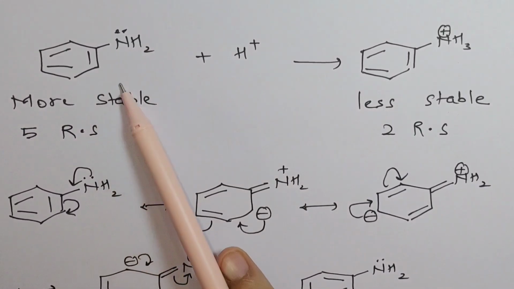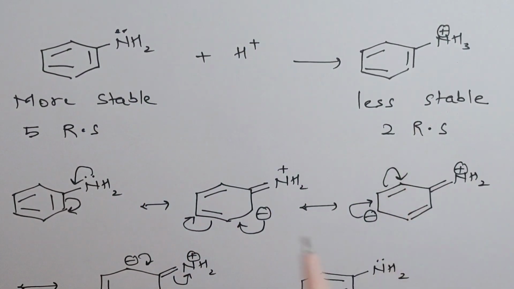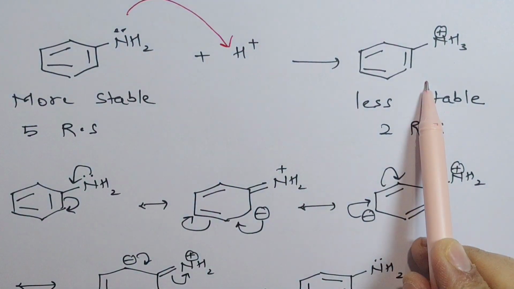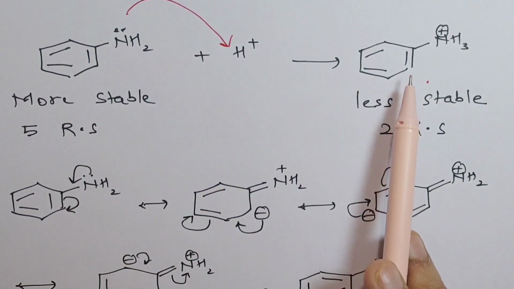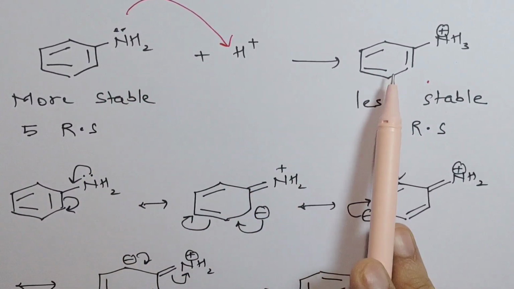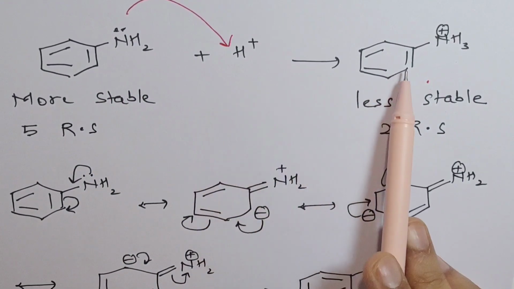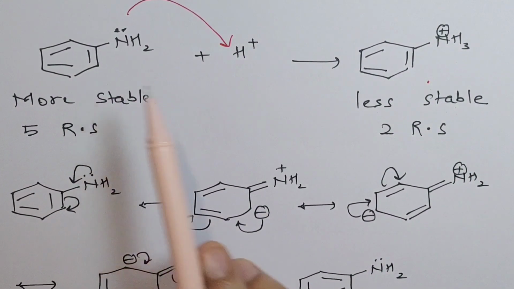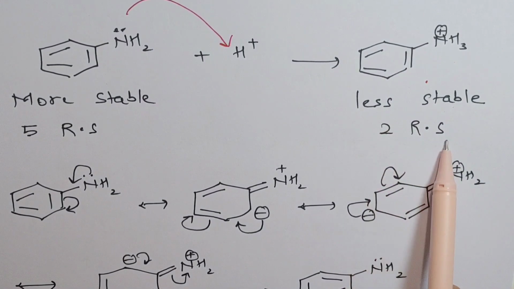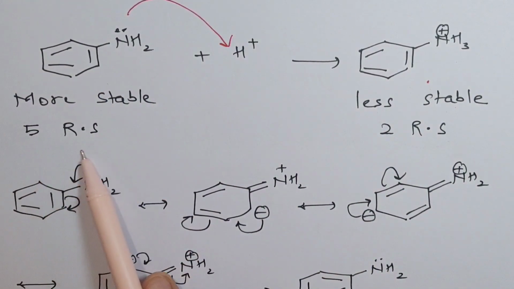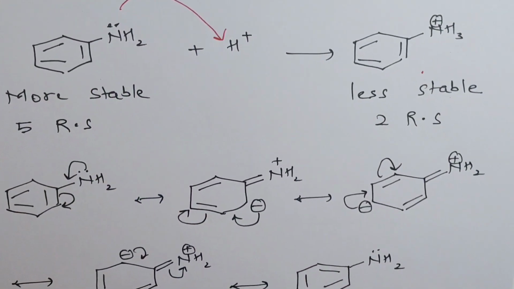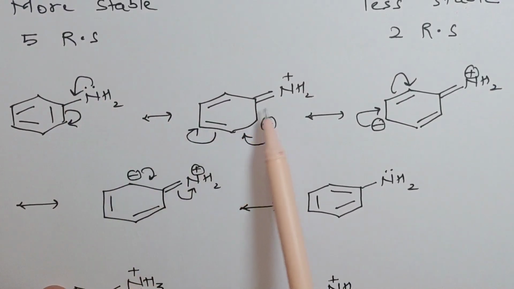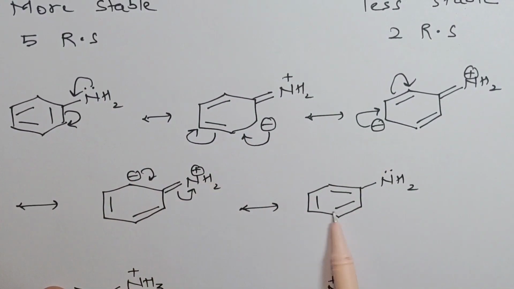Now, the low basicity of aniline can also be explained in this way. When aniline grabs the proton, it forms anilinium ion. When the product of a reaction is less stable than the reactant, the reaction is not likely to go forward, and anilinium ion is just that. It's less stable than aniline. Why is that? Because anilinium ion has only 2 resonating structures in comparison to 5 resonating structures of aniline. Let's see how. These are the resonating structures of aniline. I hope by now you know how to make resonating structures. You can see that there are 5 of them.